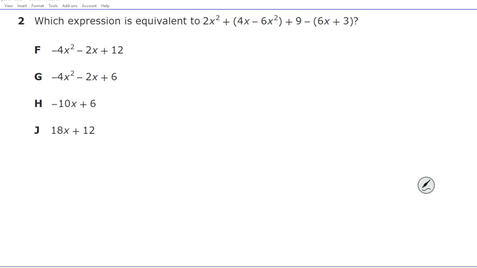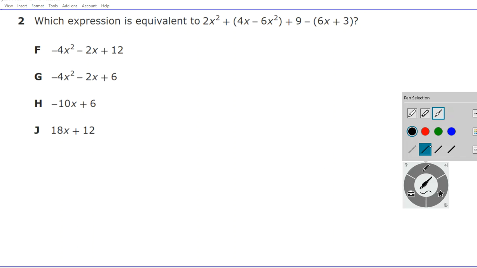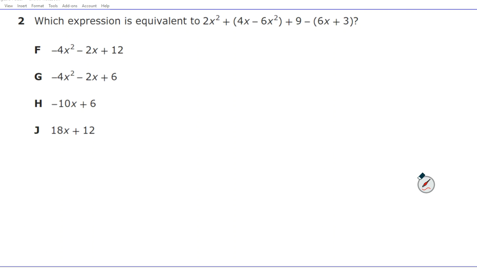Alright, let's take a look at question 2. Question 2 asks, which expression is equivalent to 2x squared plus the quantity 4x minus 6x squared plus 9 minus the quantity 6x plus 3?